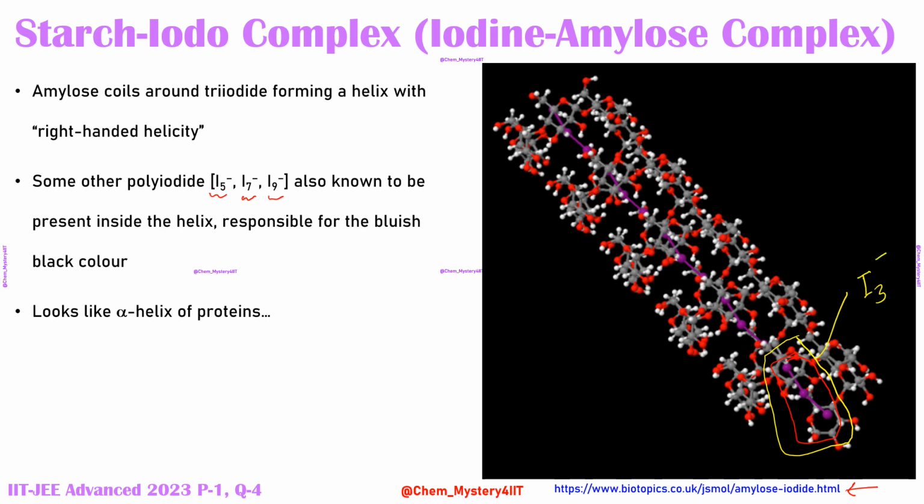There is evidence that it is not just I3. There are I5 minus, I7 minus, I9 minus, and those kinds of species also present. And I5 minus, as per calculations from DFT, is going to be the major reason for the bluish black or deep blue coloration of the starch-iodine complex, or iodine-amylose complex.